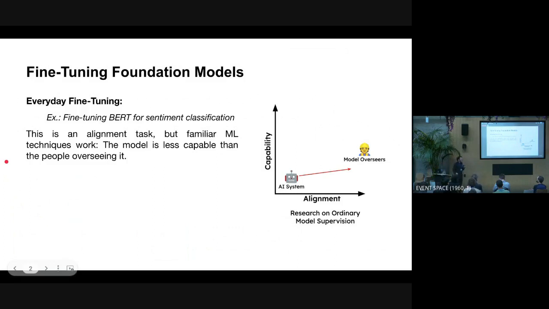And I think a key reason for this is that the model is less capable at skills relevant to the task than the people overseeing it. On my little alignment capability diagram, the model overseers are above the model. They're able to pretty confidently assess that when they disagree with the model, the model's the one that's wrong. And the job of this fine-tuning process is just to drag the model mostly over to the right, mostly just show it what the task is rather than teaching it any deeply new skills.